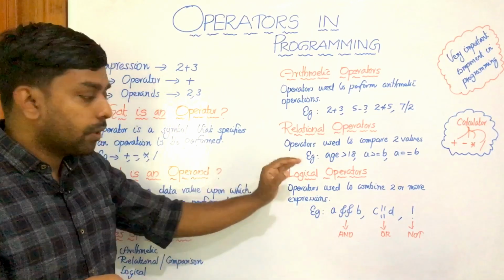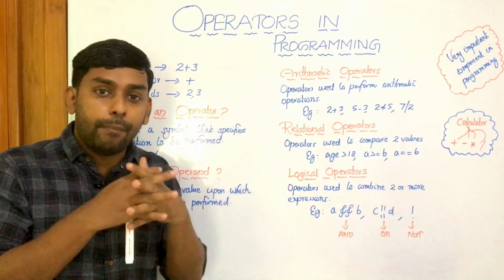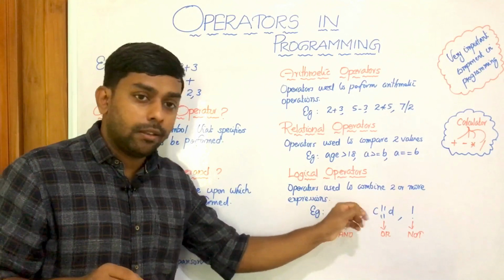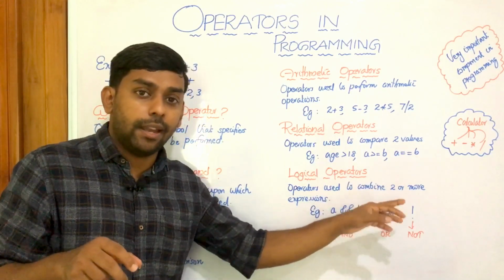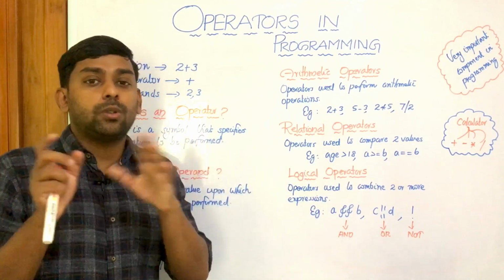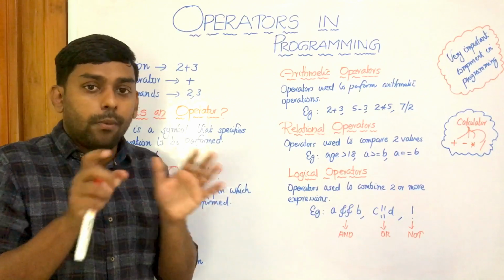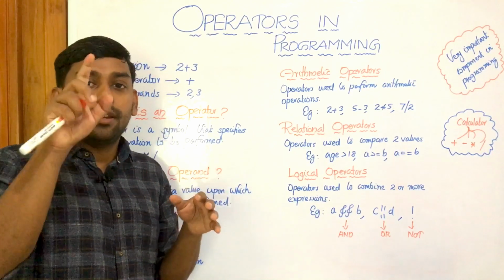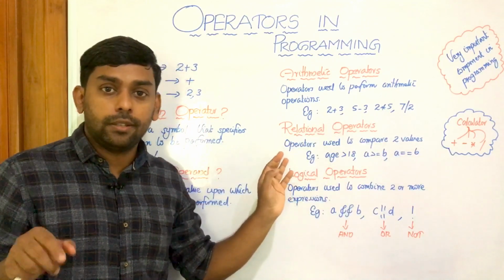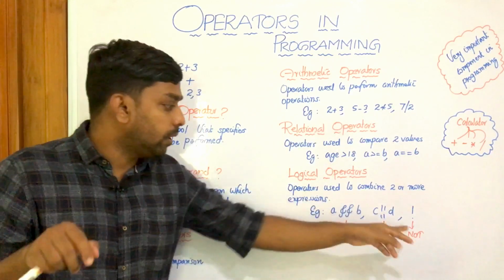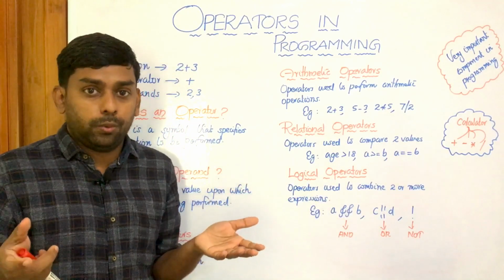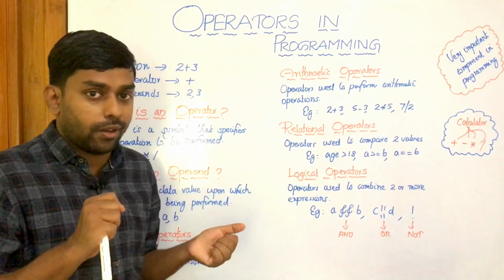So logical operators are operators used to combine two or more expressions. In the first case it combines A and B, and in the second case C and D. The third one is not used to combine two or more expressions. It's used to check. We normally use equal to, and with not it becomes not equal to, like A not equal to B. Just like A equal to B, by using the logical operator not, we can make it not equal to. Hope you understood, right?